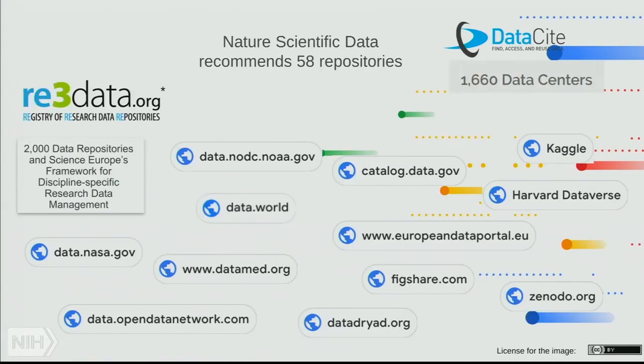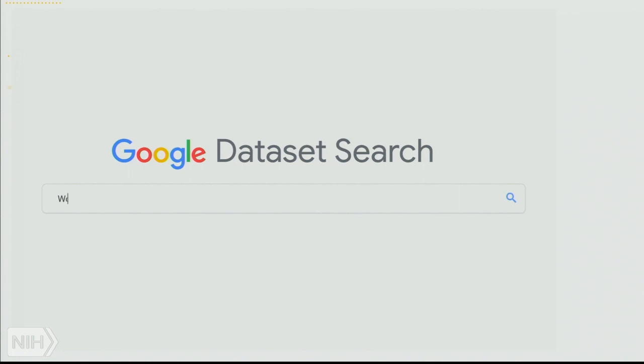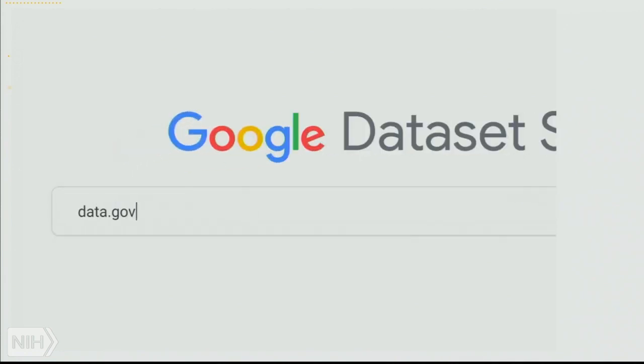Because if we want to increase reuse of data, we need to make it easy for people to find relevant data sets. And this, coincidentally, is what Google's mission is. Our mission statement is to organize the world's information and make it universally accessible and useful, which very much fits with the goal of increasing findability of research data. And this is why last September we released a new tool called Dataset Search.